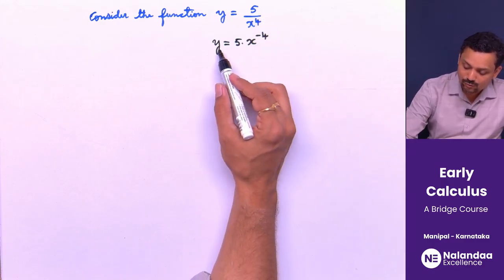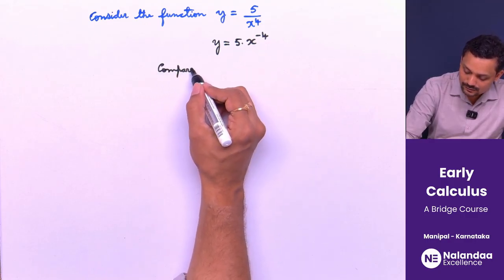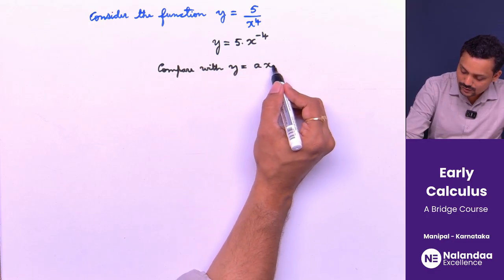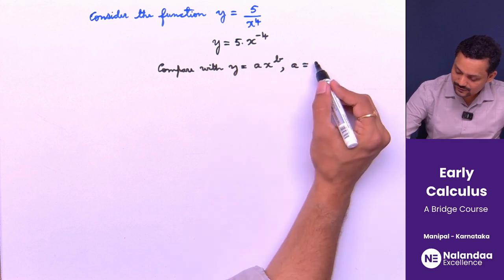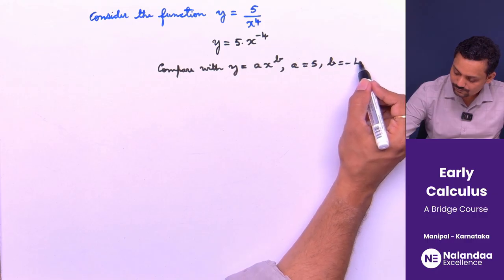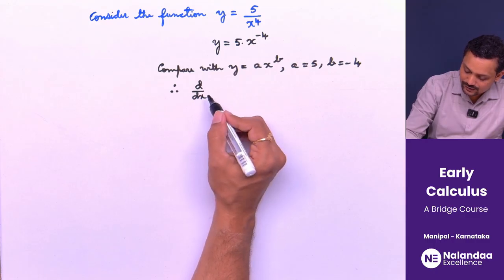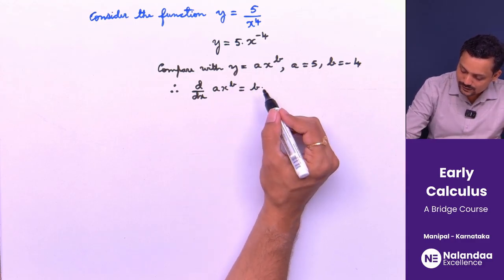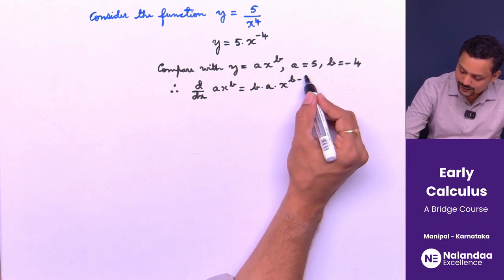Now you can compare this with y is equal to a x power b. So if you compare with y is equal to a into x power b, here we get the value of a as 5, the value of b is minus 4, and therefore we have d by dx of a x power b is b into coefficient or constant a into x power b minus 1.